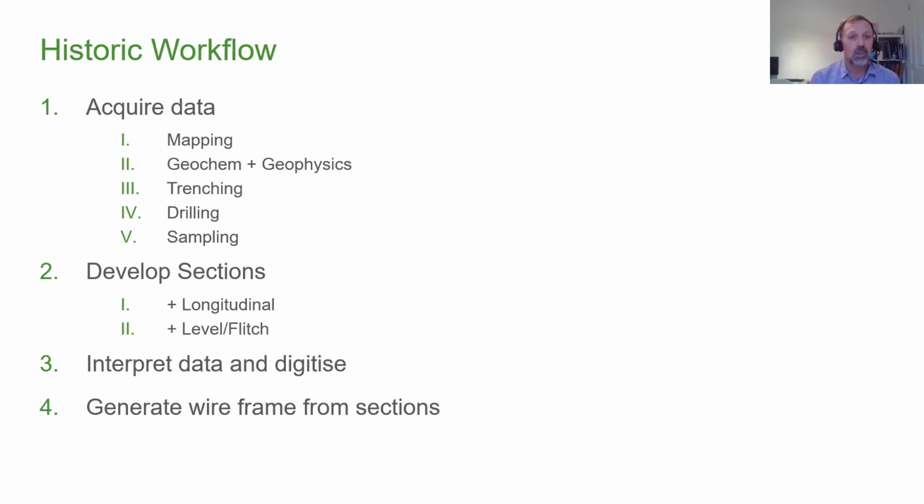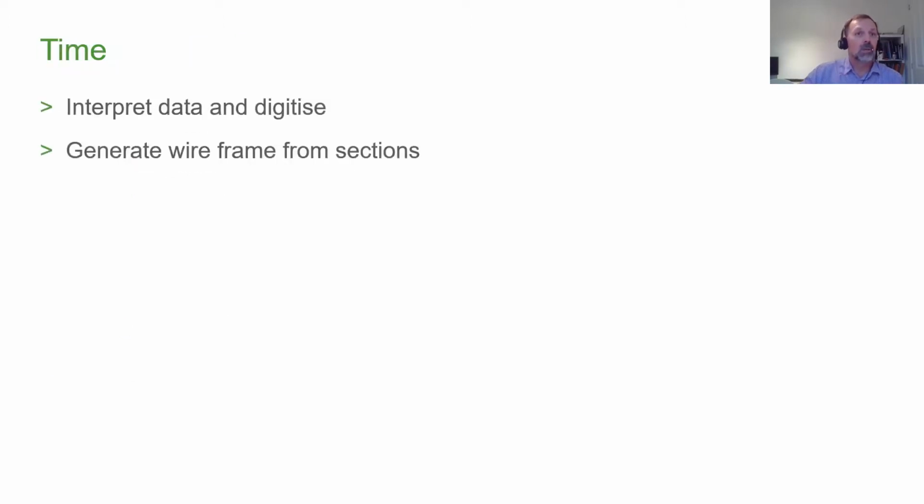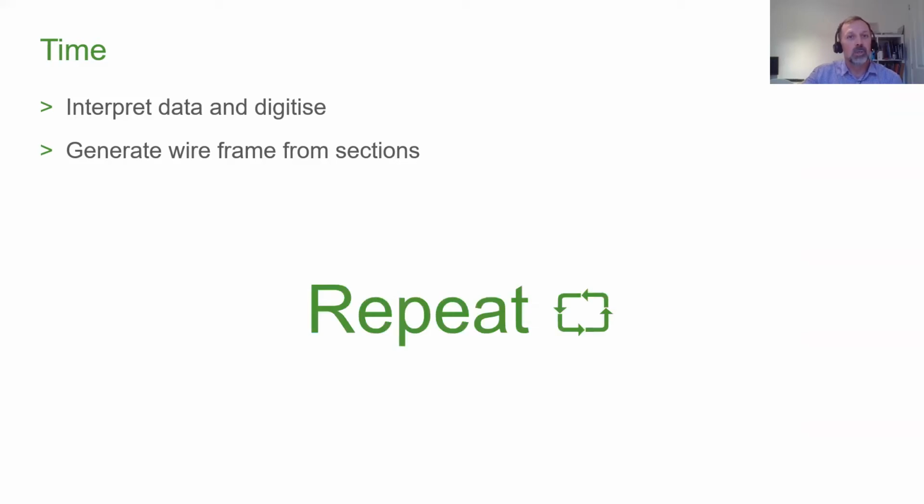That information is then interpreted and digitized. The sections are generally done paper-based, and they're then interpreted and digitized. And then from that, they are used to generate a wireframe from the sections. So the process of interpreting the data and digitizing, and then generating the wireframe from the sections, is a pretty slow and repetitive process. It needs to be done regularly. It needs to be kept up to date, but it takes quite a fair amount of your geology resources in terms of time.